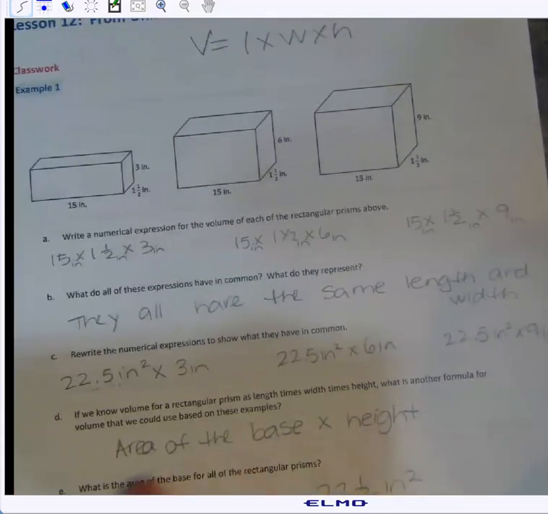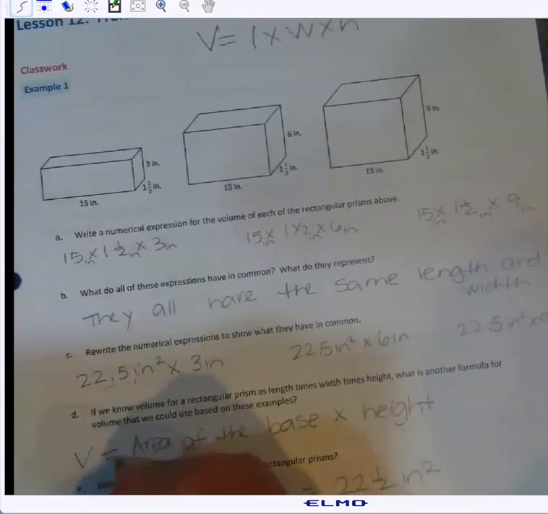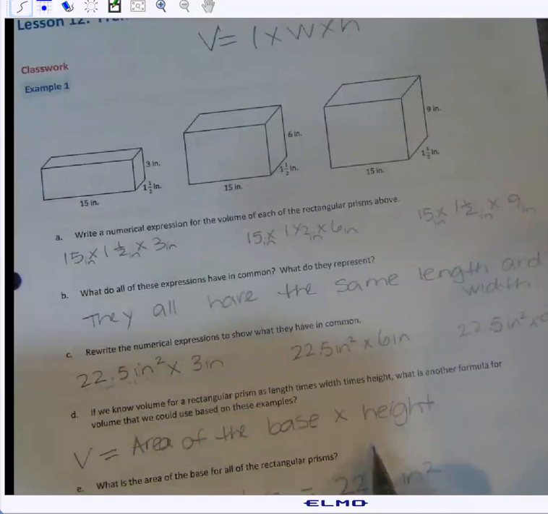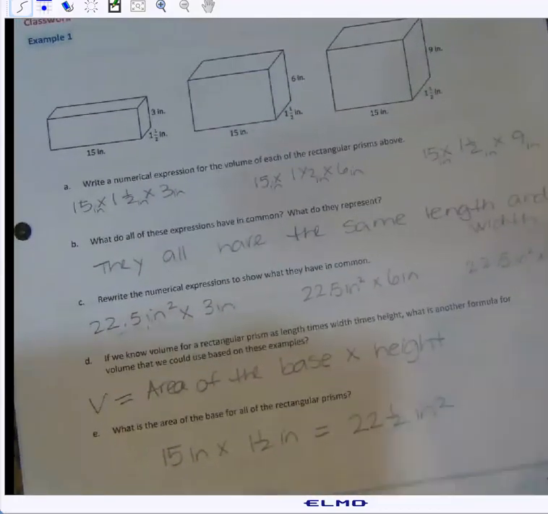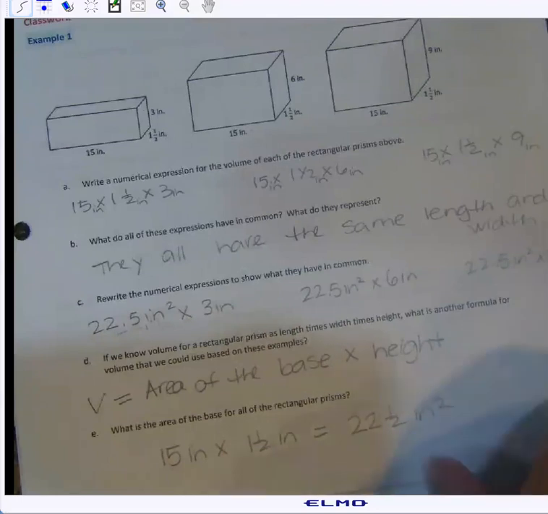That's cool. This formula, where volume equals the area of the base times the height, is used for many other prisms, and a variation of this will be used for many other solids that we won't get into until later grades. So what is the area of the base? Well, 15 times 1.5 is 22.5 square inches.